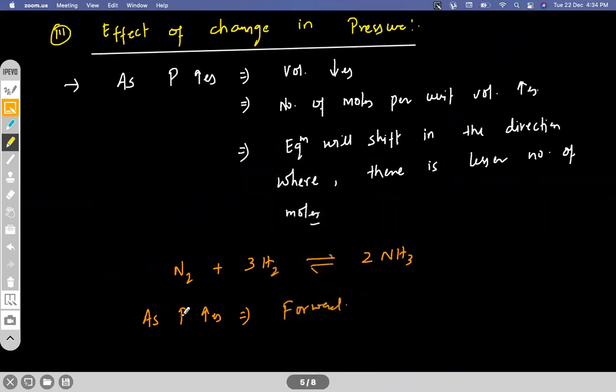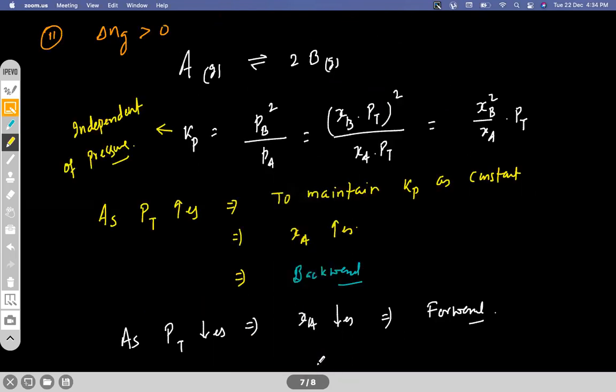So, P increases, forward shift. You can also do it this way: the number of moles per unit volume increases, so equilibrium will shift in that direction where the number of moles is less. That is the theoretical way. With the mathematical way, you don't have to write down all the steps again and again. You can do it directly in one step if you do some practice. So whichever way you feel is easy, you can do that. Clear? No doubt?